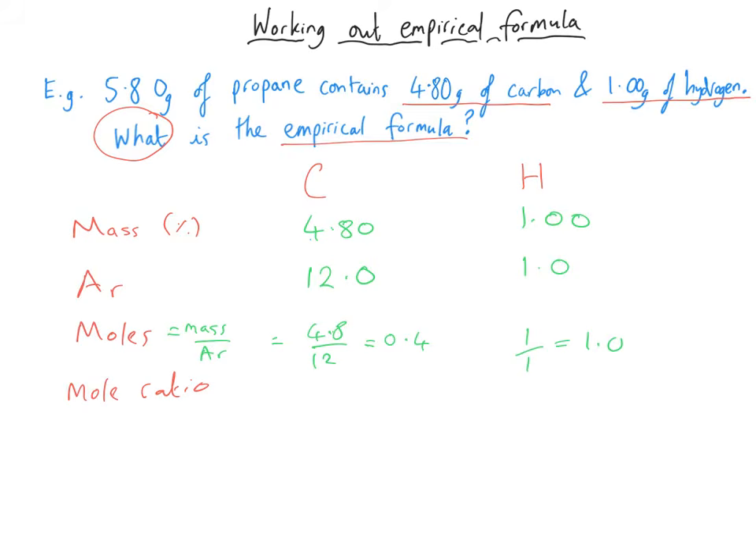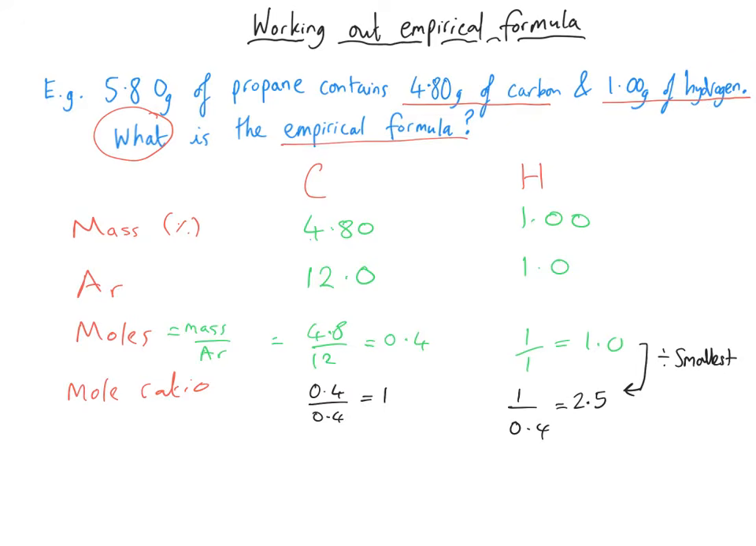Then to turn something into its mole ratio, the way that we do that is we must divide it by the smallest, which in this instance is of course 0.4 for the carbon. And so the mole ratio is 0.4 divided by 0.4, which gives us 1. And then on the right hand side we've got 1 divided by 0.4, and this is 2.5.